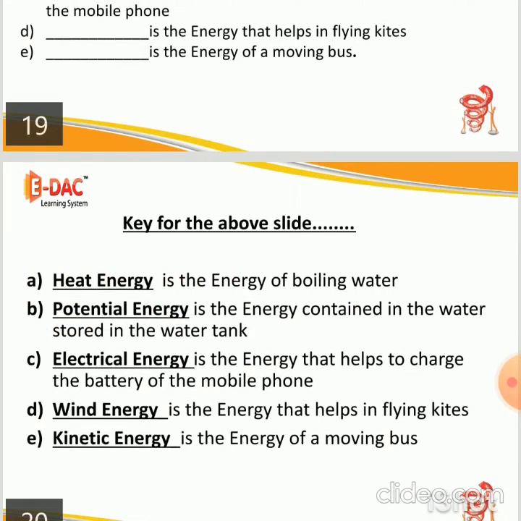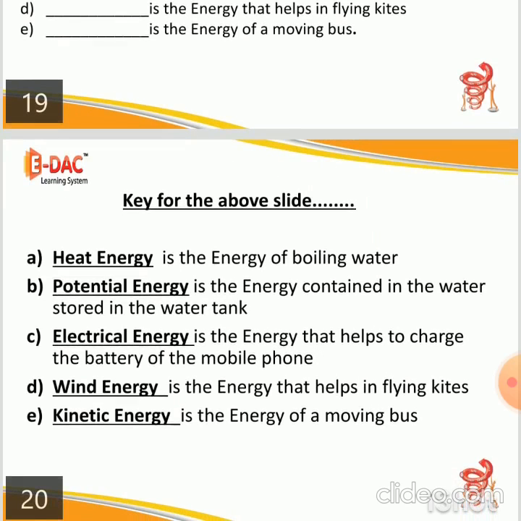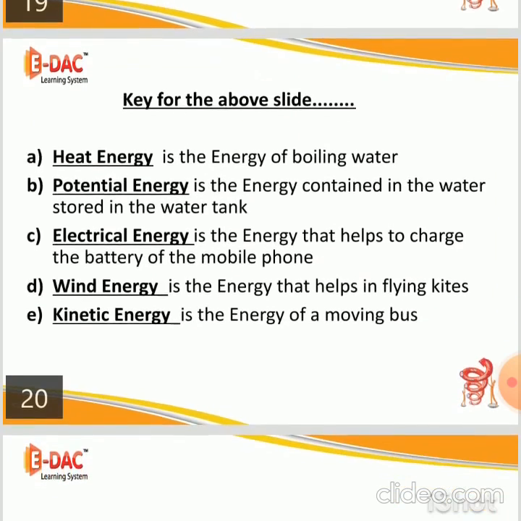Now let us assess where we stand in terms of the concepts related to this particular session. To assess our understanding level, we have some questions, and the questions are: dash is the energy of boiling water. Second question is dash is the energy contained in water stored in the water tank. Third question: dash is the energy that helps to charge the battery of the mobile phone. Fourth question is dash is the energy that helps in flying kites. And fifth, dash is the energy of a moving bus.